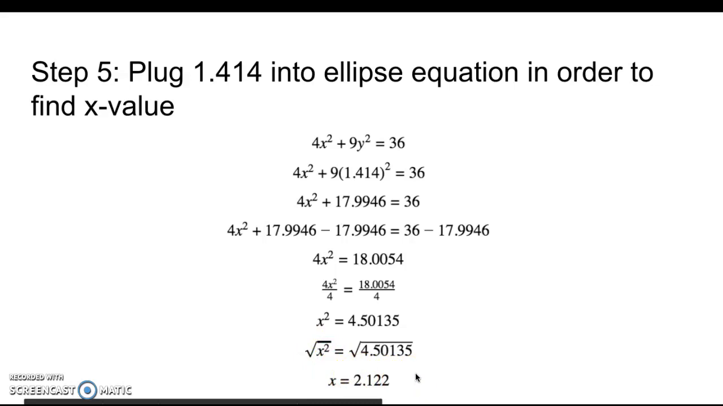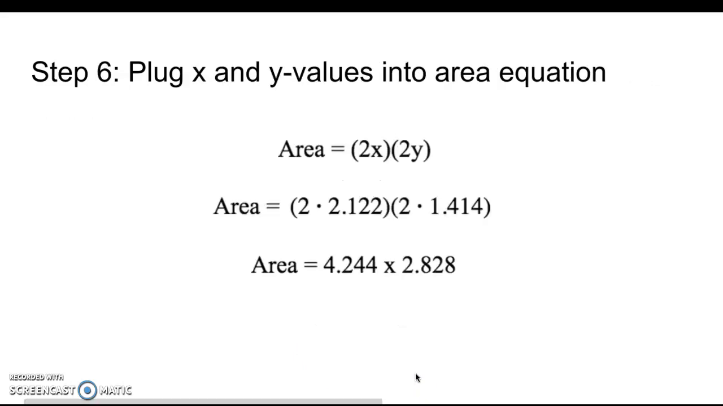2.122. When you plug the x and y values into the area equation, which can also be written as 2x and 2y, this will give you the dimensions of the rectangle. By plugging in these values, your dimensions are 4.244 by 2.828, and this would be the dimensions of the biggest rectangle that you can fit.